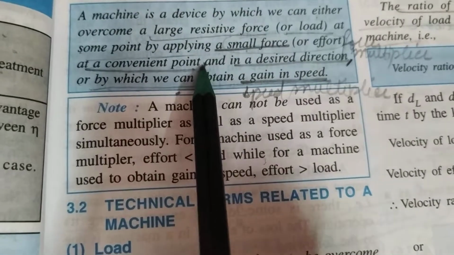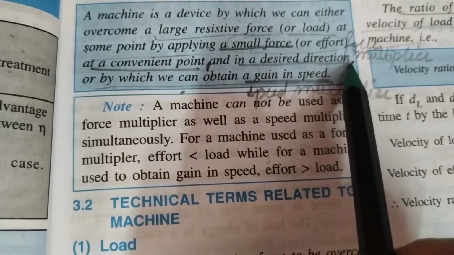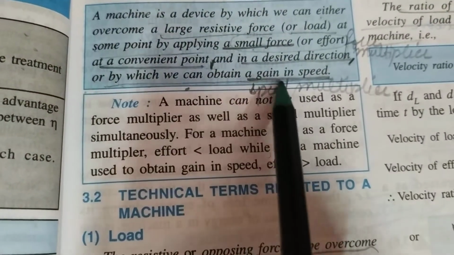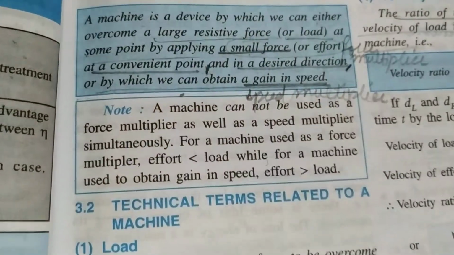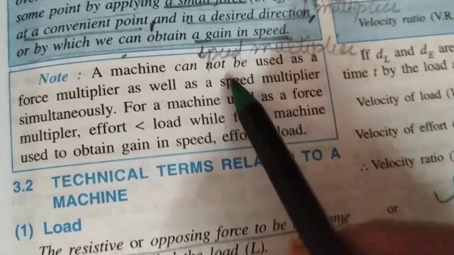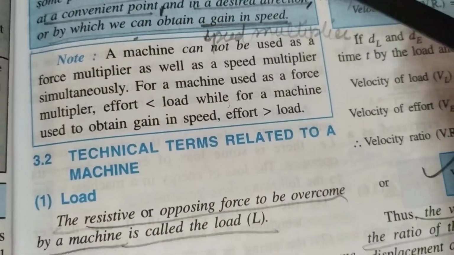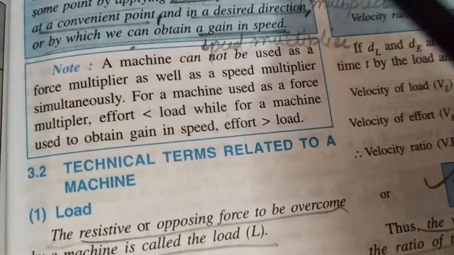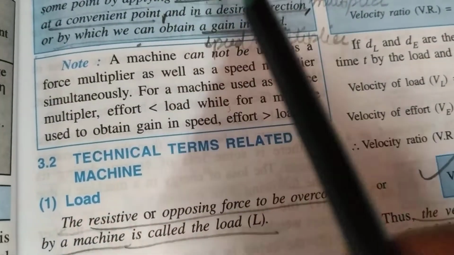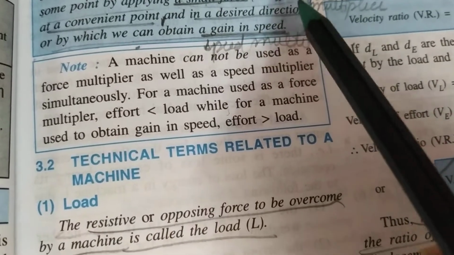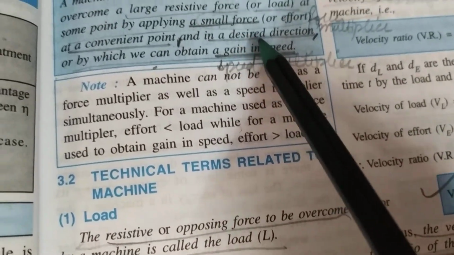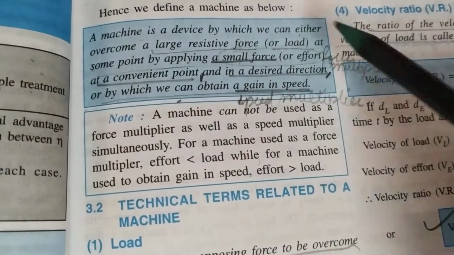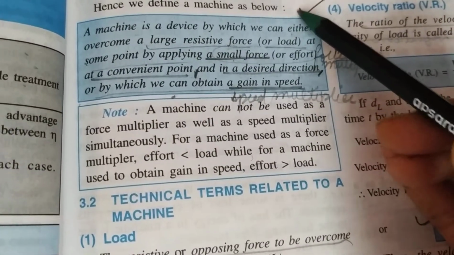Two points are covered here, and in a desired direction, the third point, and the fourth point is that a machine is a device by which we can obtain a gain in speed. So you have seen that a machine can be either a force multiplier or a speed multiplier, as well as it shifts the point of application of effort to a desired point, or it may also change the direction of application of effort to a desired direction. So these are all points included in this definition, and we have to learn this definition for the boards.